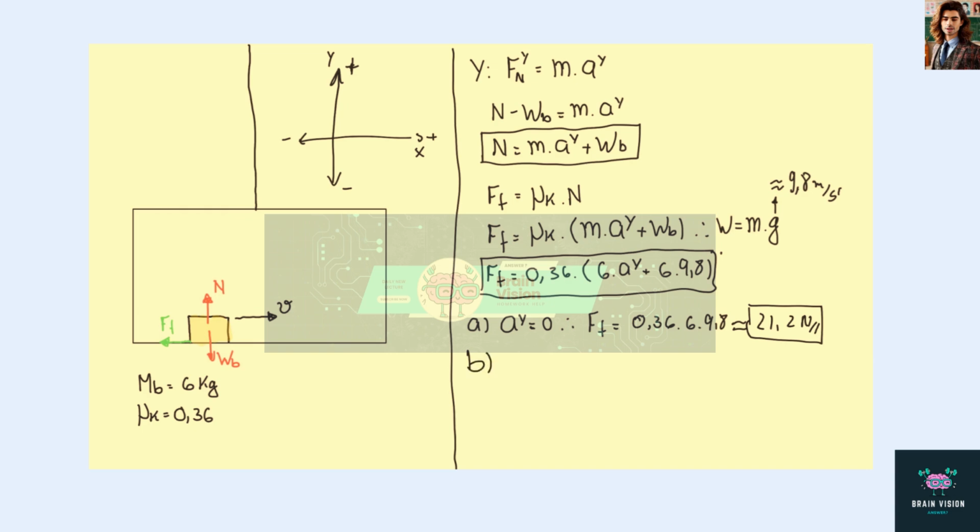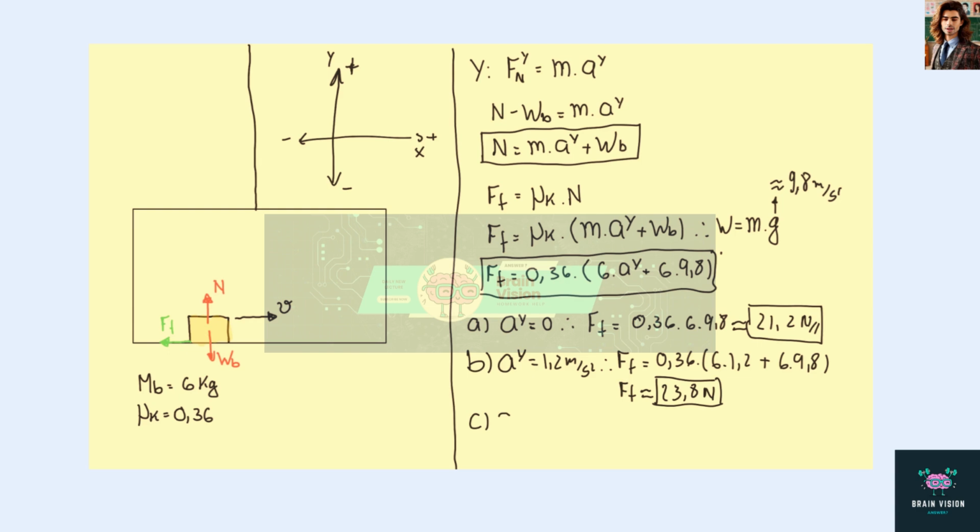On the second item, we have an acceleration that is pointing upwards, so it's a positive acceleration of 1.2 meters per second squared. Then, in this situation, the frictional force is equal to 0.36 times 6 times 1.2 plus 6 times 9.8. And this gives a frictional force of approximately 23.8 newtons. So this is the answer of the second item.